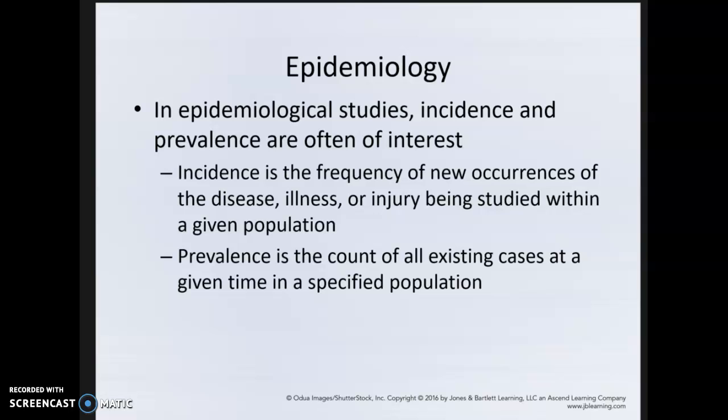occurrences, and that's really important to know, and you will need to use the correct words when you're examining the research. So the incidence is the frequency of new occurrences, which differs from prevalence, which is the count of all existing cases at a given time. So not only is it the new cases that come up, it's those that are existing. This is really important when we're looking at chronic diseases, because the prevalence may be much greater than the incidence. So it's important to know that difference.